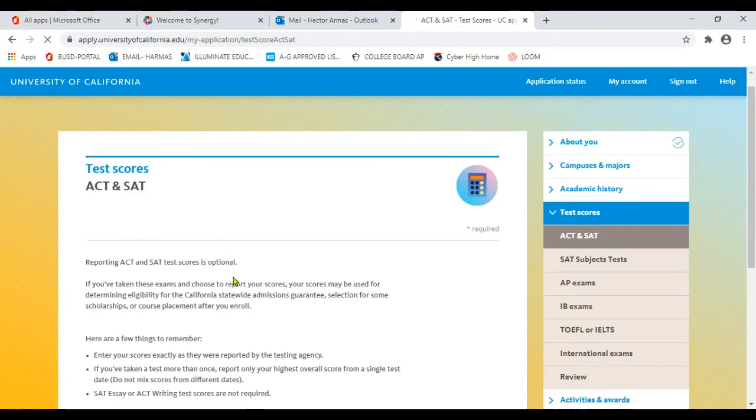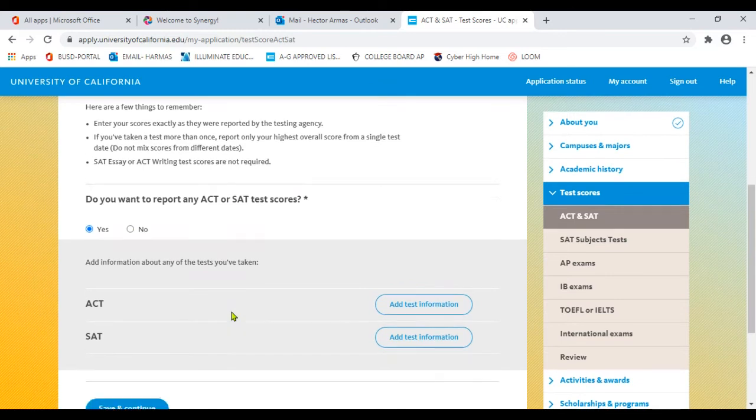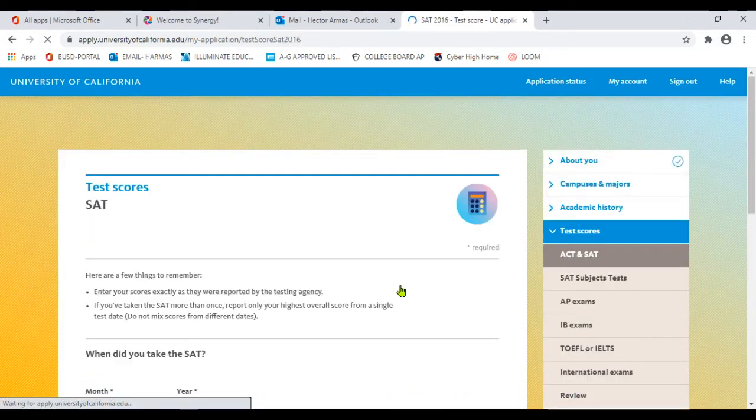Test scores. You will have an opportunity. Do you want to report any SAT test scores? So the thing about test scores, I don't have any SAT scores to report, so I'm going to put no. On the other hand, if you are going to report SAT scores because you plan on taking them or you've taken them, if you put yes, it's going to ask you which test you are going to take. You're going to add the test information.